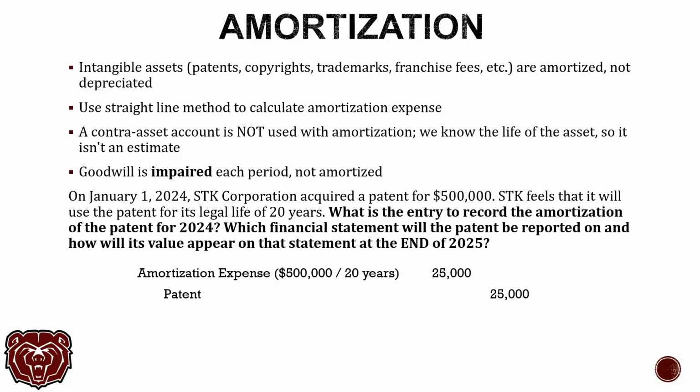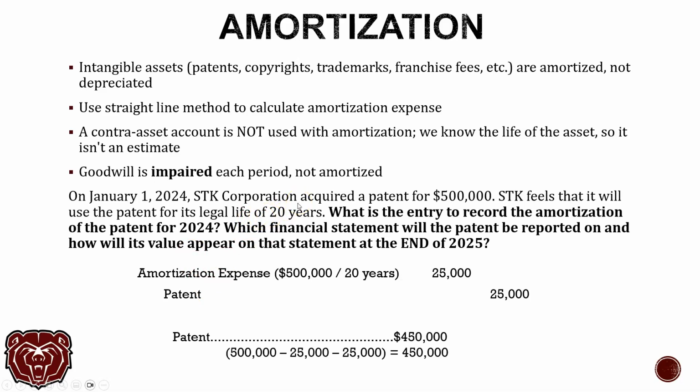Okay, so your expense entry on the patent is this. You're going to debit or increase your amortization expense. Take that $500,000 cost divided by 20 years. $25,000 a year is what you will have in expense. And notice we do not credit accumulated amortization. We simply reduce the value of the patent directly because we know this is not an estimate. We know exactly how much it's costing us.